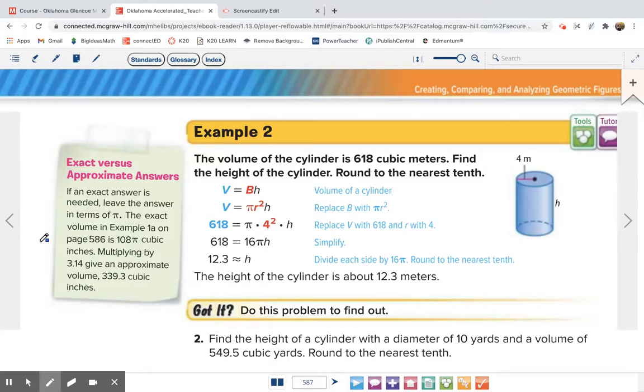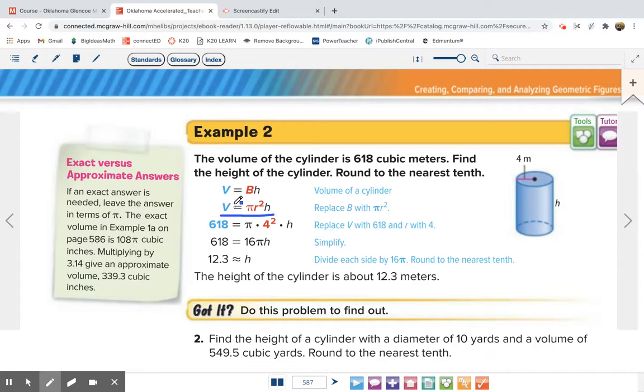On example 2, they give us the volume of the cylinder this time. It says the volume of the cylinder is 618 cubic meters. Find the height of the cylinder, round to the nearest tenth. So this time, we know the formula since it's a cylinder, big B times H. Big B means area of your base, so it is pi r squared H.